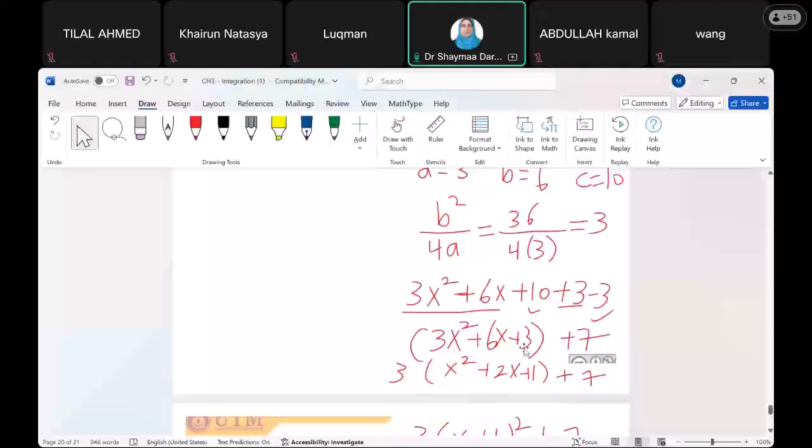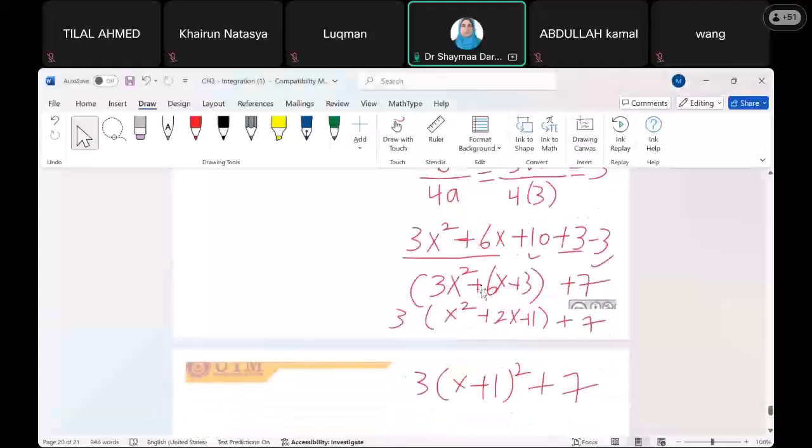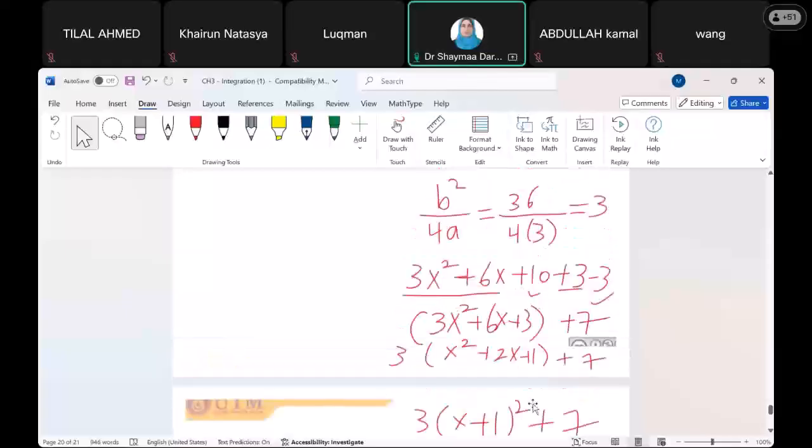Before completing the square, you need to take 3 outside and make the x squared coefficient 1. So x squared plus 2x plus 1 is a complete square. The square root of x squared is x, the square root of 1 is 1, and the sign is positive, following the sign of plus 2x. So it is (x plus 1) squared plus 7. This is completing the square.